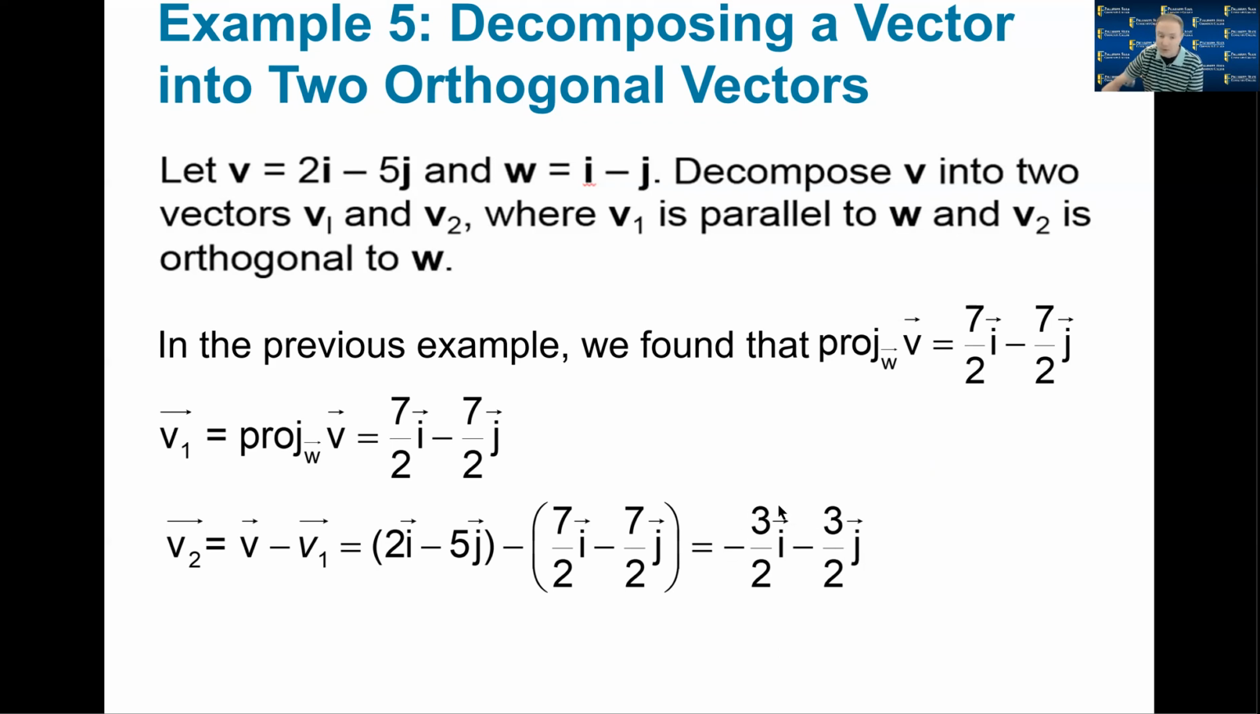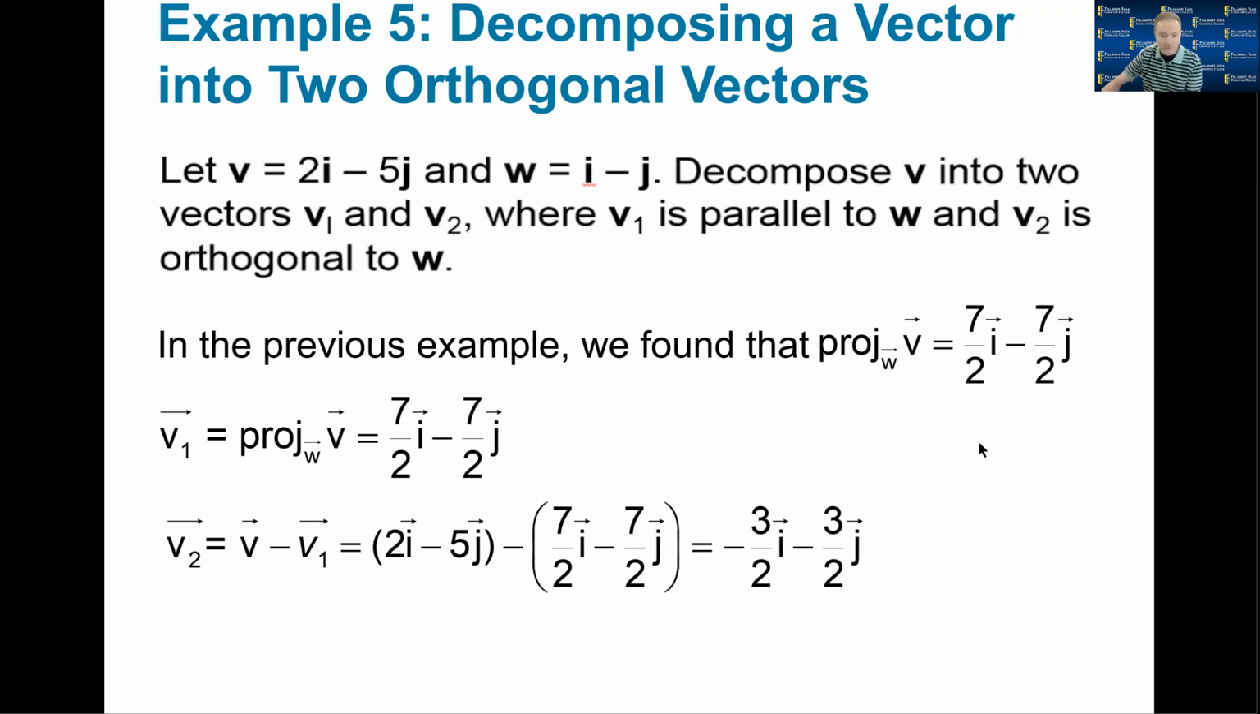Now, I know that this vector has to be orthogonal to the vector v1. Notice if you tried to take their dot product, you'd have 7 over 2 times negative 3 over 2, plus negative 7 over 2 times a negative 3 over 2. Those two products have opposite signs, but the exact same value: 21 over 4 and negative 21 over 4. So their dot product is 0. Yes, they are orthogonal to one another.